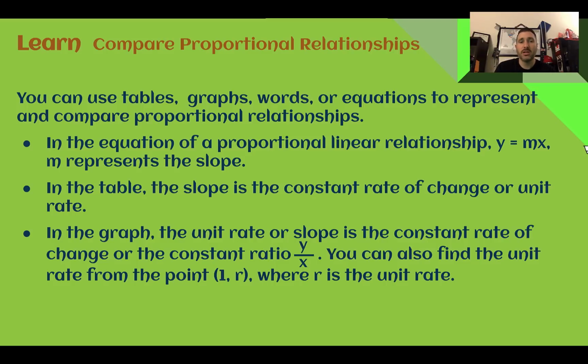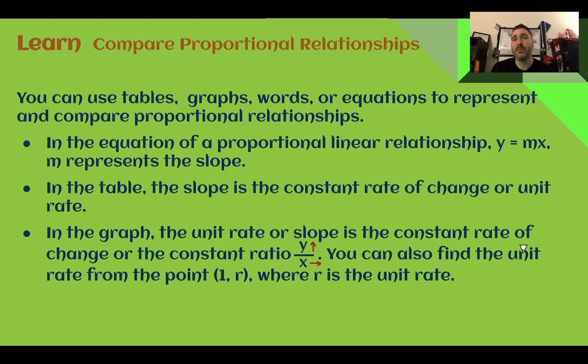In the table, the slope is that constant rate of change or the unit rate. How much is it going up as you get one more? In a graph, the unit rate or slope is the constant rate of change or the constant ratio of y over x, which we've seen is how much it changes vertically divided by how much it changes horizontally. And then we can also find that unit rate from the point (1, r), telling us how much it is for one of your x value.